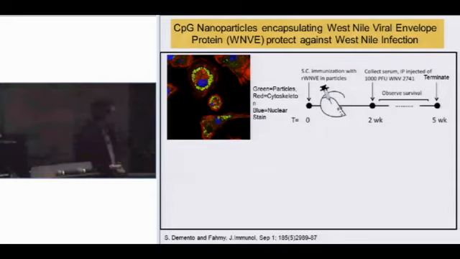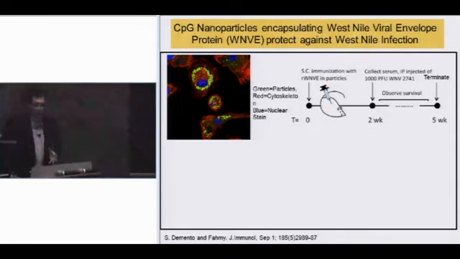Now, what you're seeing here is a picture of dendritic cells that have been incubated with these particles. The particles are decorated with a PAMP. The PAMP is actually CpG, an oligonucleotide pattern. And so they have CpG on the surface. What they have inside is the West Nile viral envelope protein. There's currently no vaccine. The question we're asking is, will this be an effective vaccine against West Nile? Very straightforward question, so a straightforward experiment.